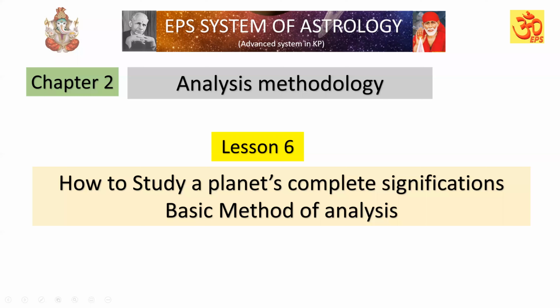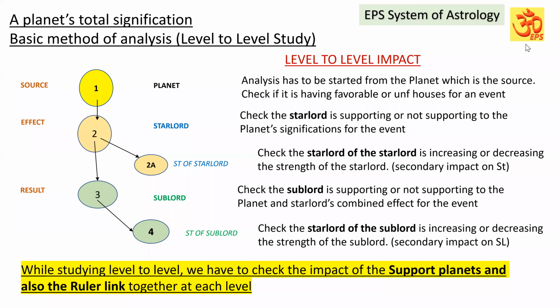In this lesson number 6, I'm going to explain how to study a planet's complete significations. The basic method of analysis I'm going to brief you in this lesson. A planet's total significations have to be studied by level to level study. How to be studied? The basic method of analysis I will explain in this lesson.